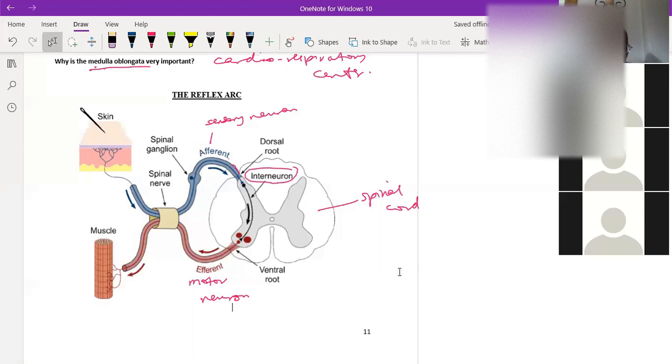Okay, number 13. A neuron that transmits impulses from the receptors to the spinal cord is called A, motor neuron, B, associative neuron, C, an interneuron, and D, sensory neuron. Sensory neuron. Yeah, so it's a sensory neuron. It's from the receptors to the spinal cord. So next time they will change that and make it afferent neuron. So you see, afferent is the same as the sensory neuron.